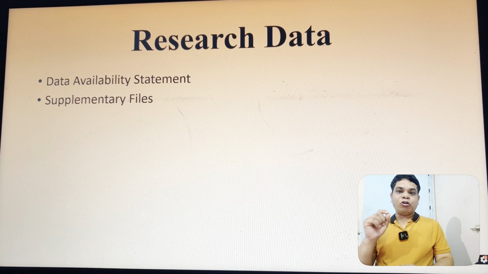So keep your raw data as well as the polished data with you, and mention under the data availability statement that data will be made available at reasonable request, or whenever it is asked for by the reviewers, publishers or any individual. Such a data availability statement is a mandatory part of paper submission in Q1 journals.